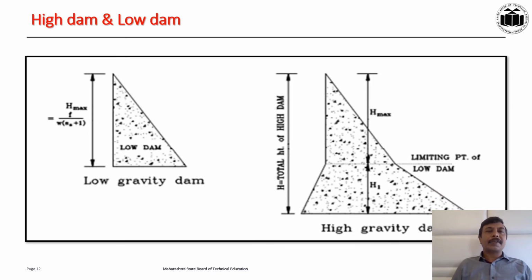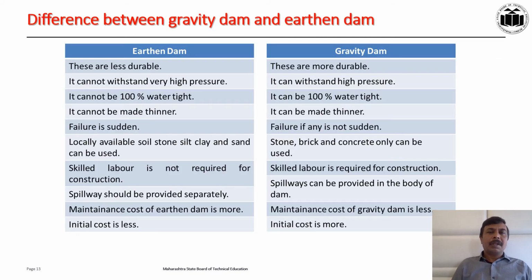Let us see the sketch of the high dam and low dam. Here you are finding the low dam, which is restricted to the height of 88 meters, and it is a right angle triangle, while the high gravity dam has been modified to this shape. We have already studied the earthen dam. Now we have studied the gravity dam. Let us see the difference between the earthen dam and gravity dam.